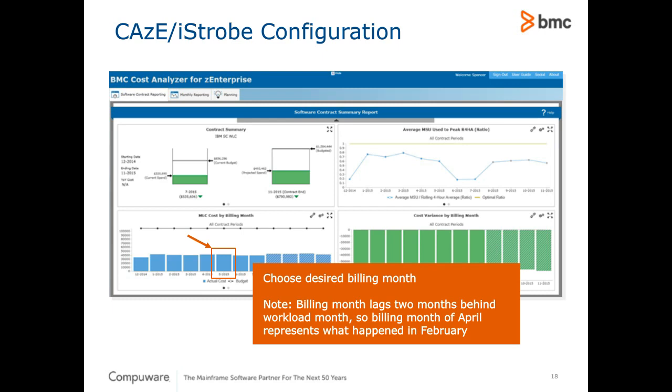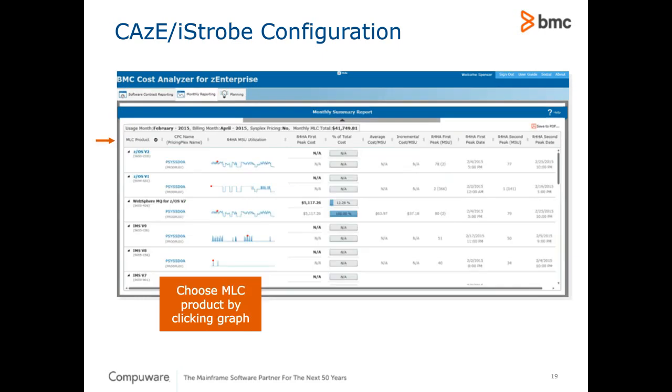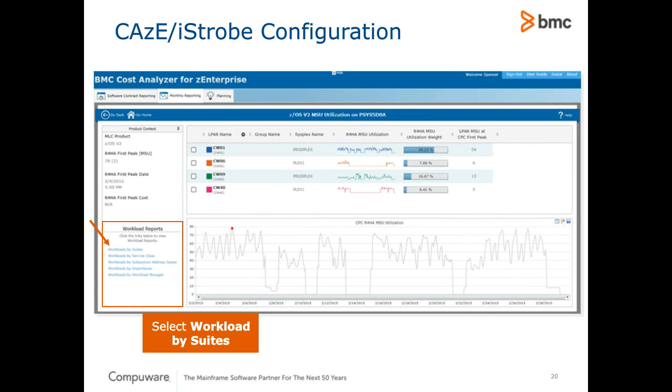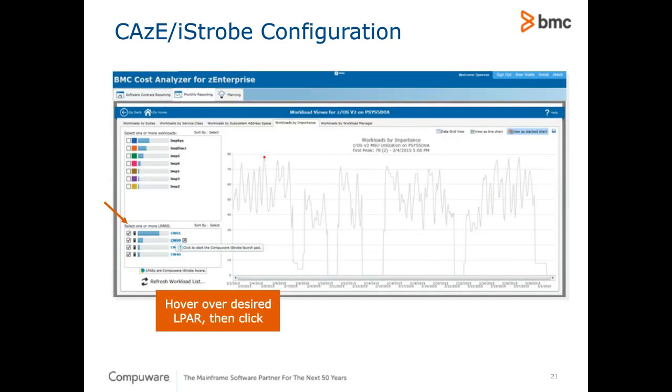Select that billing month, and then you want to select an MLC product. In our particular case, we are selecting the ZOS product. We click on that, and then this doesn't show up real well, but in that lower left quadrant is a link to the workload by suites. You click on that workload by suites, and it will bring up several LPARs that are on that particular suite. In our particular case, we would hover over the CW01 LPAR and click on that.